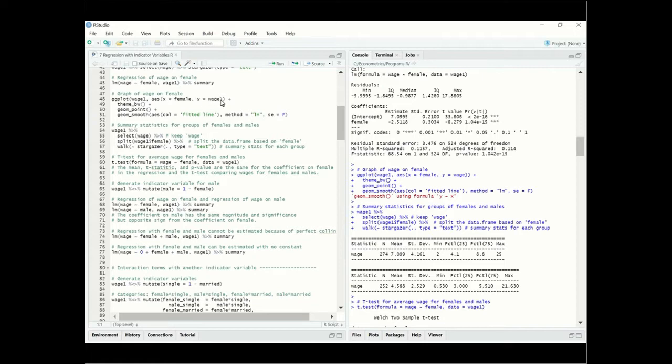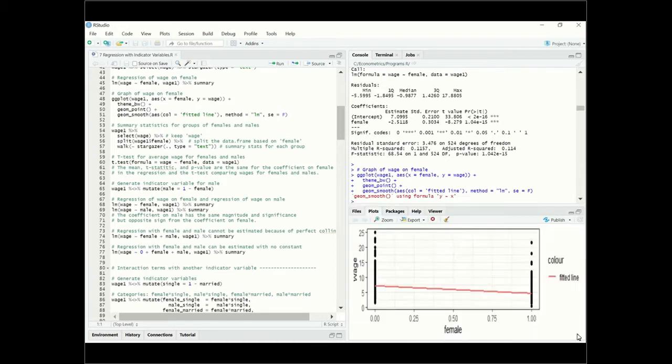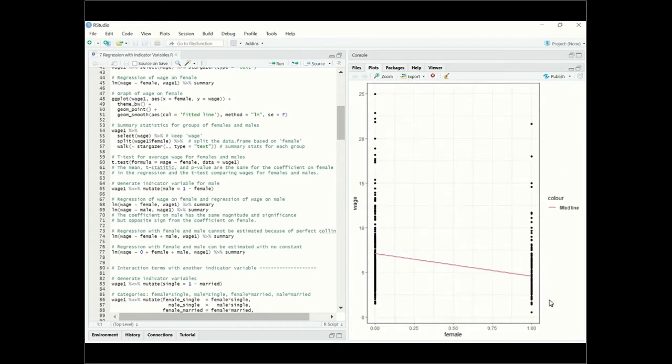On the vertical line, we would have wage. We would be using points, and geom smooth, we would be using a fitted line, and the method would be linear model. And here for standard errors, false, because we're not going to be plotting any standard errors. So if we execute this line, this is basically what we're going to see here as a graph.